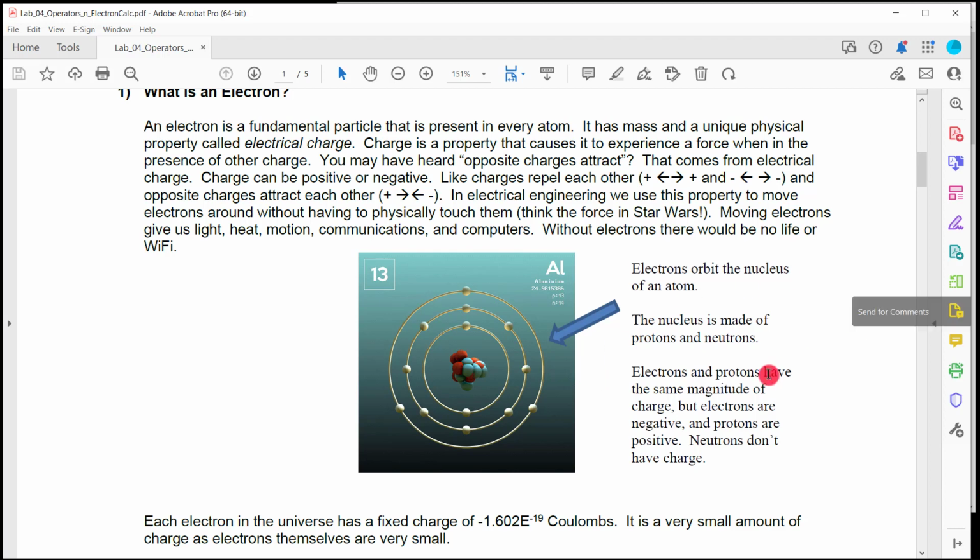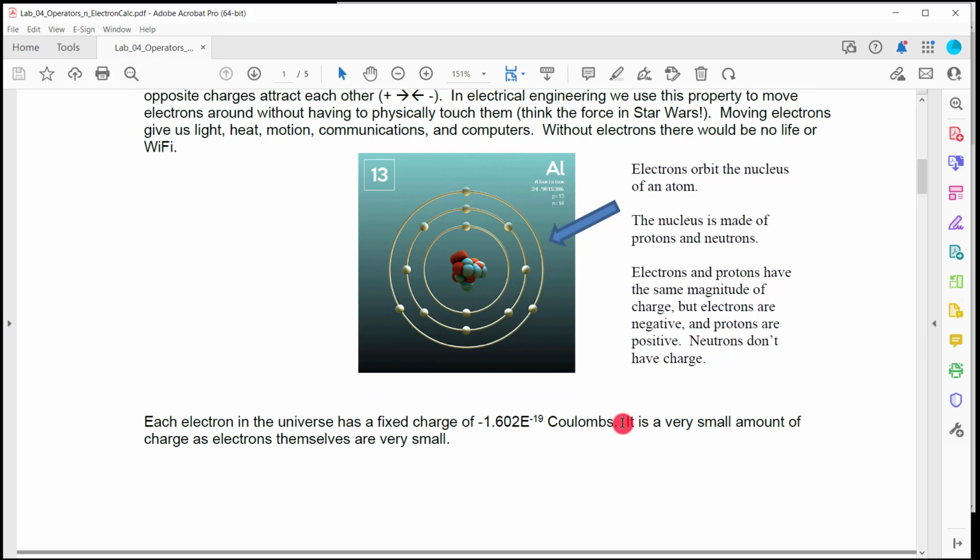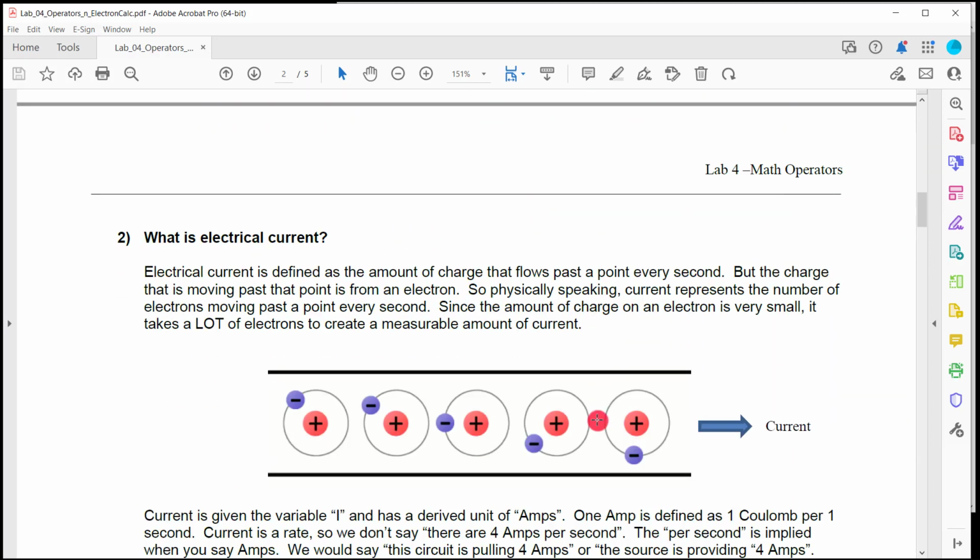Okay, and so an electron has this property of charge, and it has a specific discrete value of negative 1.602 times 10 to the negative 19 coulombs. So it's a tiny amount of charge. The units are coulombs, and electrons are really small, right? You can't even see them.